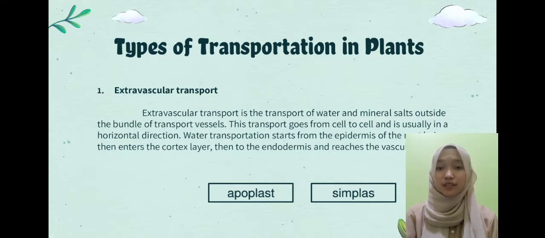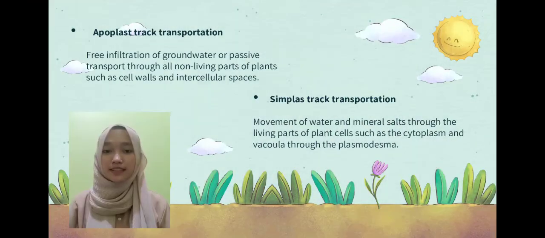Extravascular transport can be divided into two: apoplast-tract transportation and symplast-tract transportation. Apoplast-tract transportation: free infiltration of groundwater or passive transport through all non-living parts of plants such as cell walls and intercellular spaces. Water through this pathway cannot reach the xylem because it is blocked by the endodermis, which has a thickened cell wall called the Casparian band.